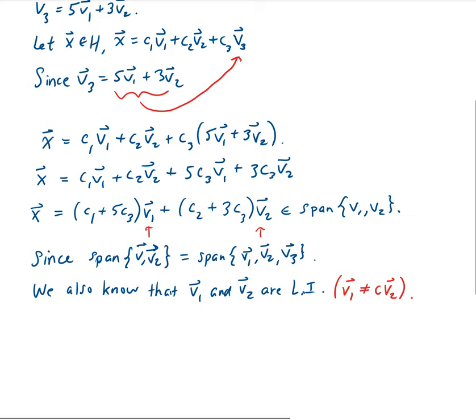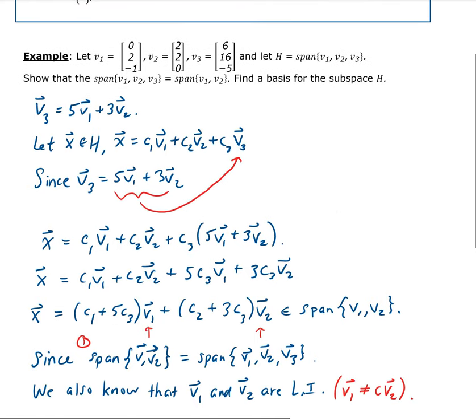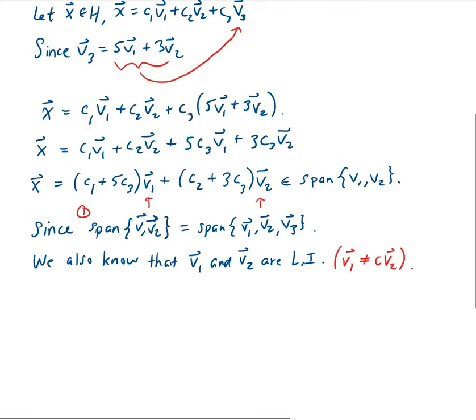Therefore, from those two properties, because we know the span of V1 and V2, we showed that's equal to the span of V1, V2, and V3. So it's spanning H. So the span of V1 and V2 also belongs to H. And secondly, they're linearly independent of each other. So those are the two properties for bases. So therefore, V1 and V2 is a basis of H.